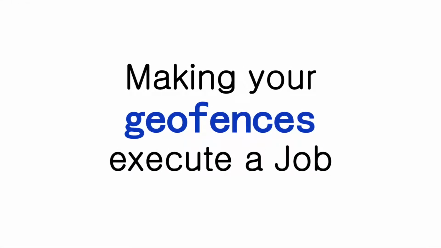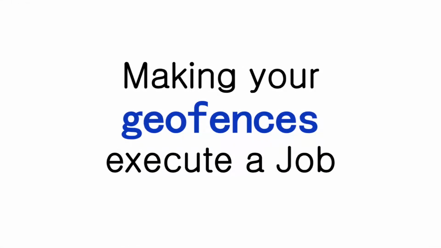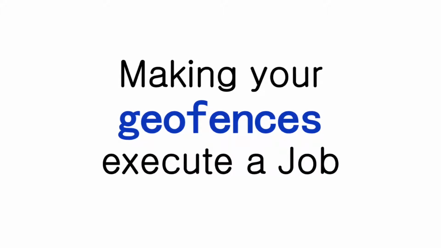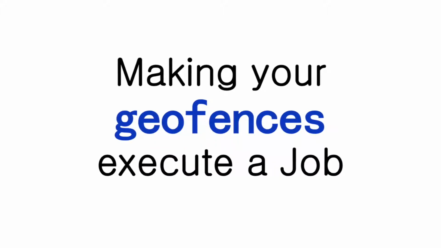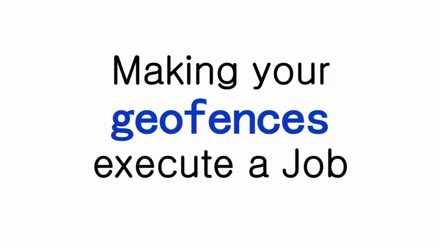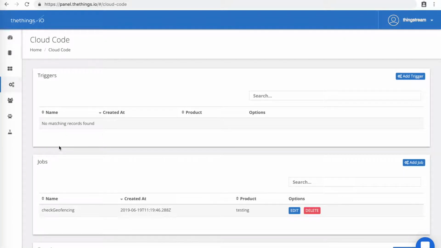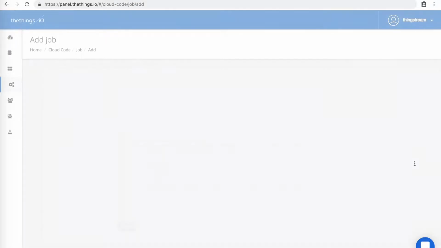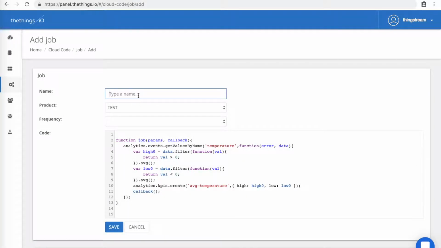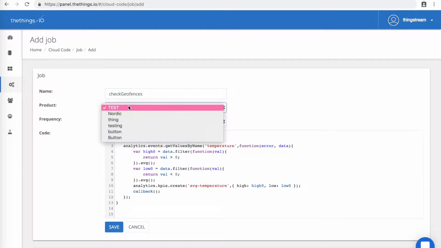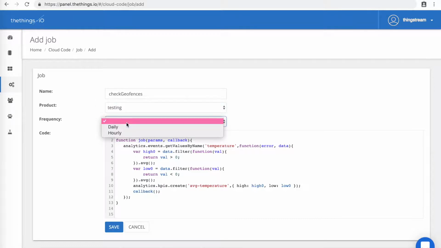In order to use your new geofences, you'll want to create a job. Jobs are JavaScript code that can be executed once every hour or once a day depending on what you set your frequency to. To create a new job, go to Cloud Code in the sidebar. Then find the section that says Jobs and click the Add Job button in the upper right. Give your job a name, assign it to the correct product, and set its frequency. The frequency is how often the job will automatically run.